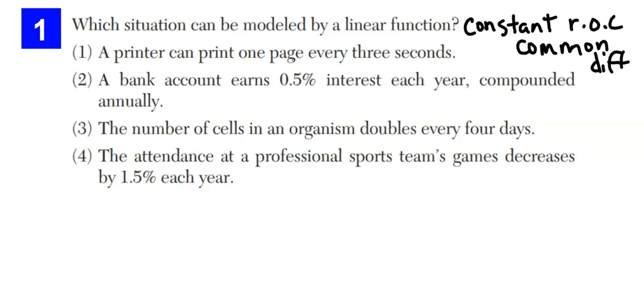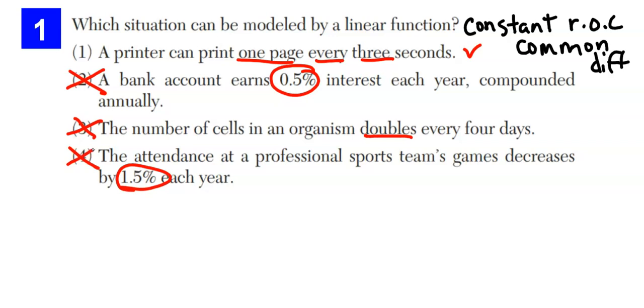A printer can print one page every 3 seconds. 1 per 3. That looks good. A bank account earns 0.5% interest. No percents. Number of cells in an organism doubles. No multiplying. Attendance of a professional sports team decreases by 1.5%. No percents. So that makes option 1 the correct choice.